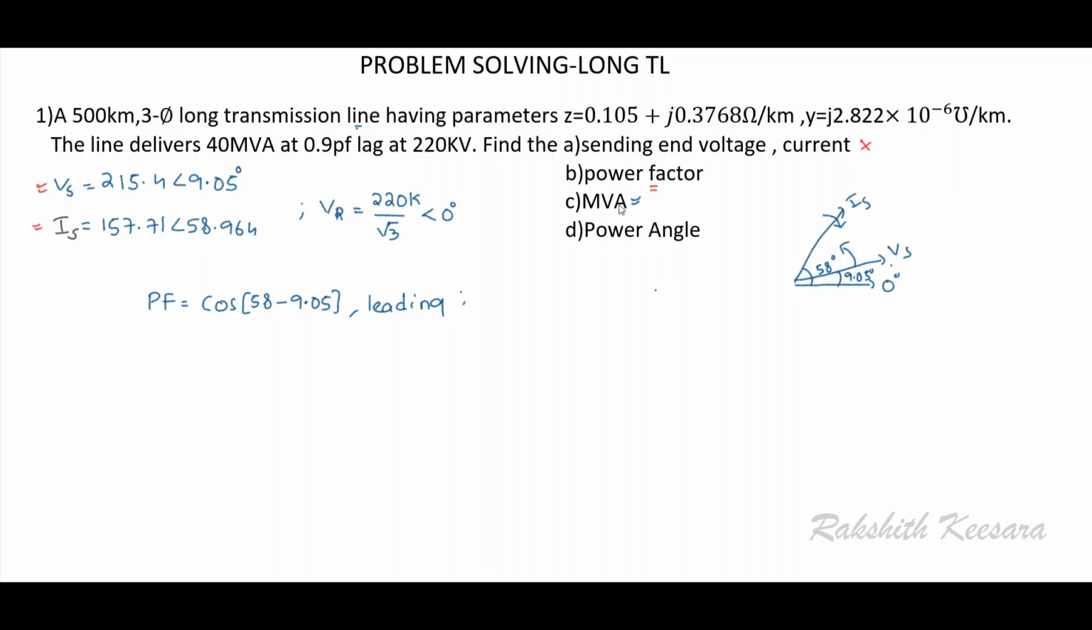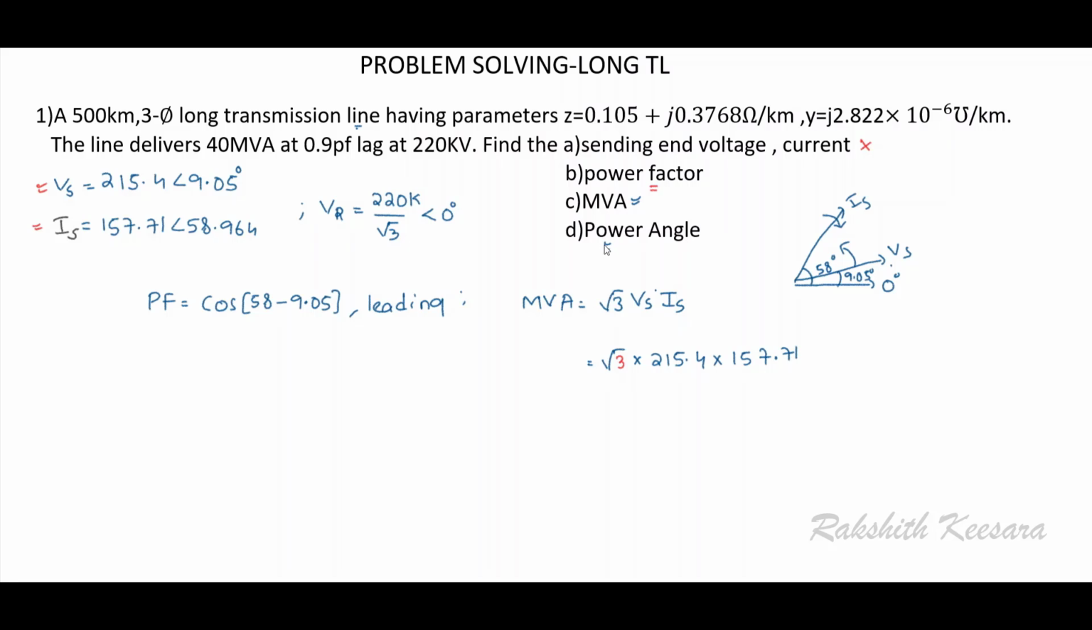Next, calculate the sending side MVA. So what is MVA? Root 3 Vs into Is, right? MVA is equal to root 3 Vs Is. What is Vs? 215.4 into what is Is? 157.71.